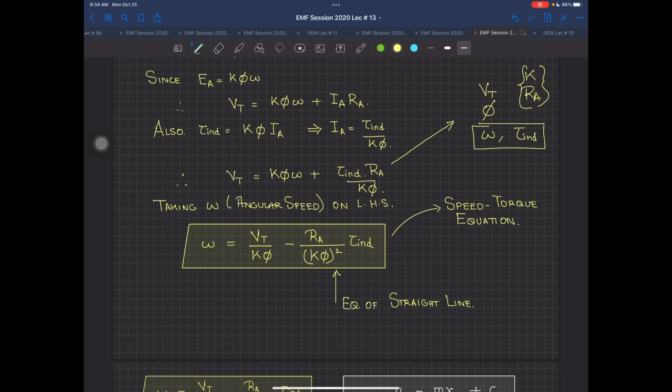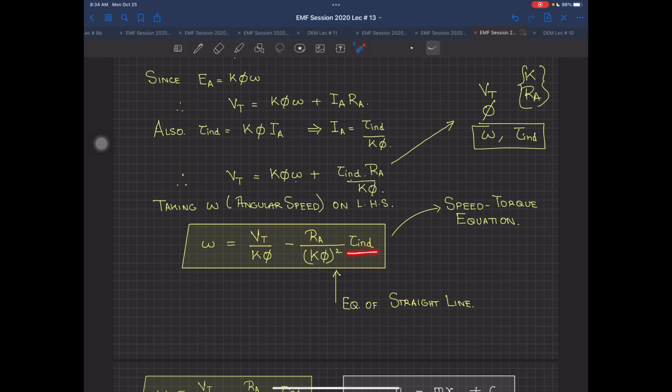These two over here are actually our output. And if you see very closely, this omega and this T, I can rearrange this equation and find it out as omega equal to Vt over K phi minus Ra over K phi square times torque induced, which I just simplified over here. Now what is this equation telling me?